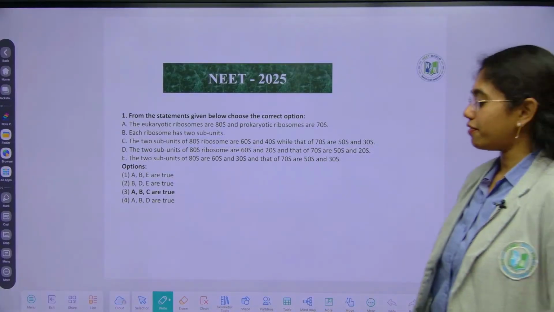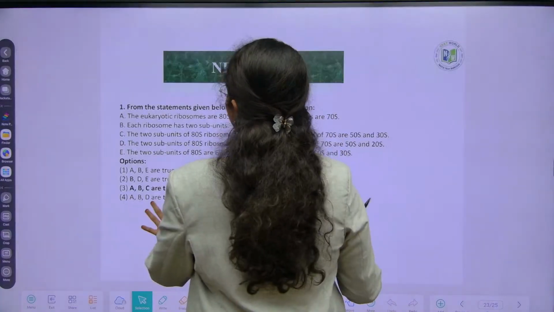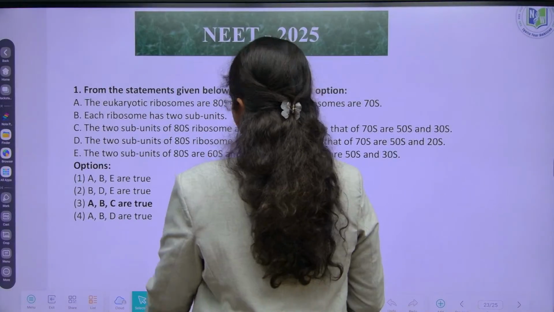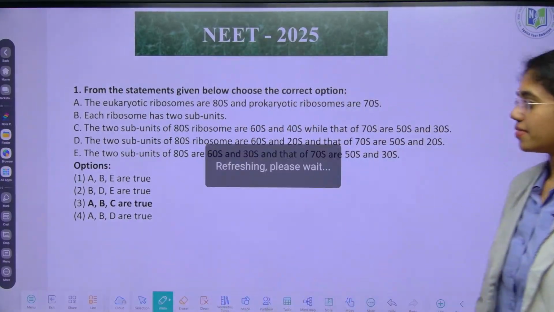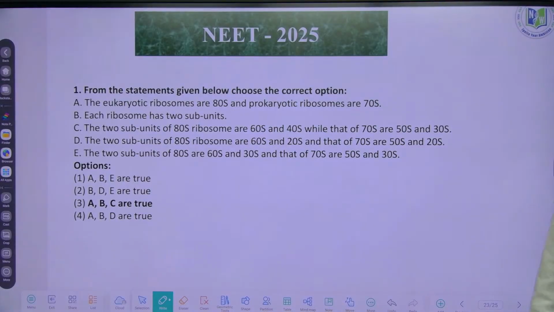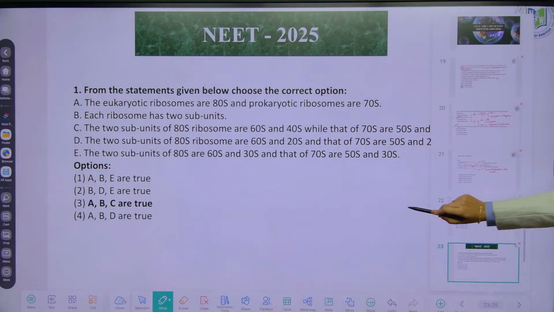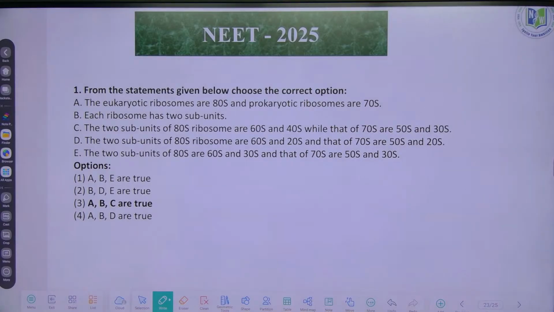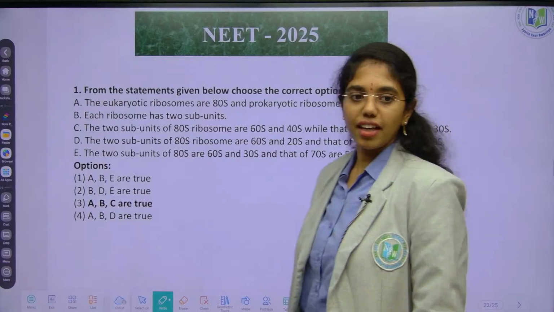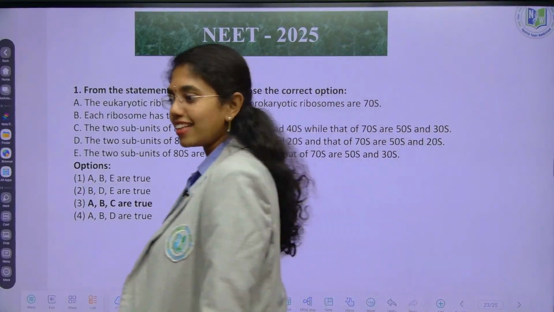NEET 2025. Let's see. One point to be added. You solve this question, I will add it. 3. See, still thinking.